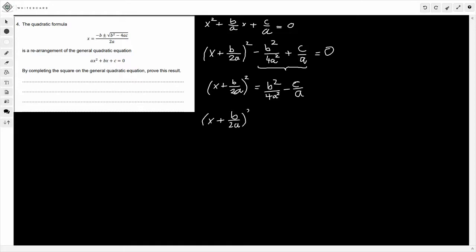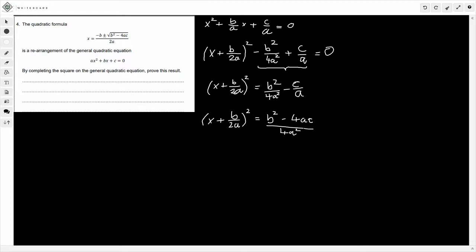all squared. Now this is going to be equal to b squared minus, so I times it both top and bottom by 4a, so that's going to be 4ac minus 4ac. And what I'm going to do is write all over one denominator here because it's a common denominator, so we can do that. And that's going to be divided by 4a squared.